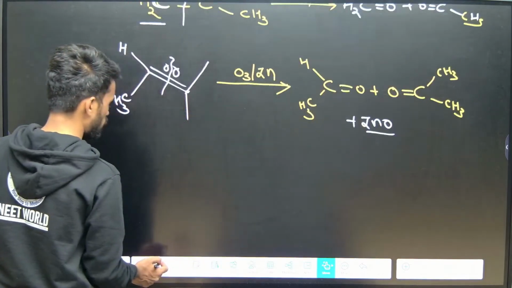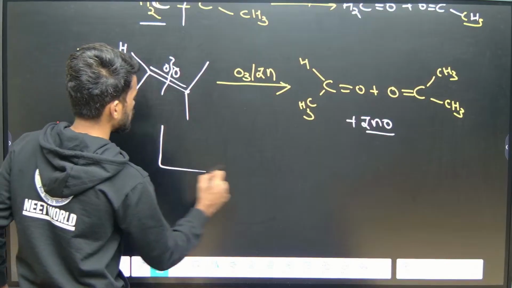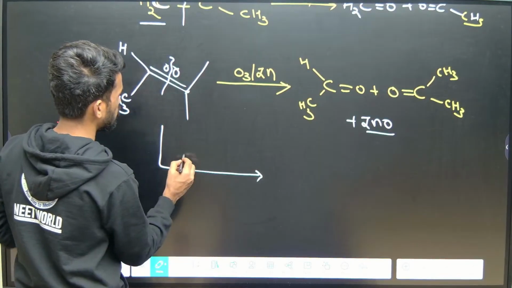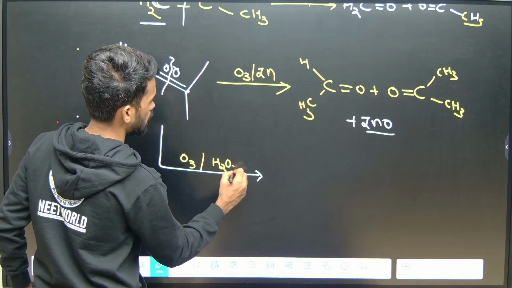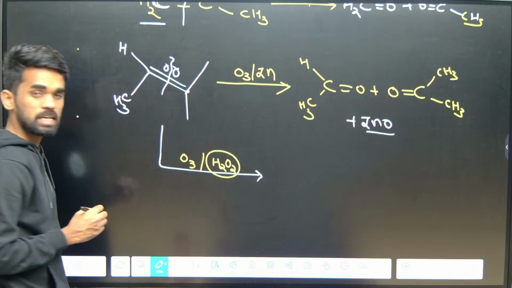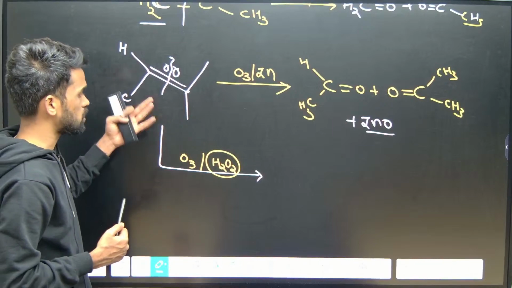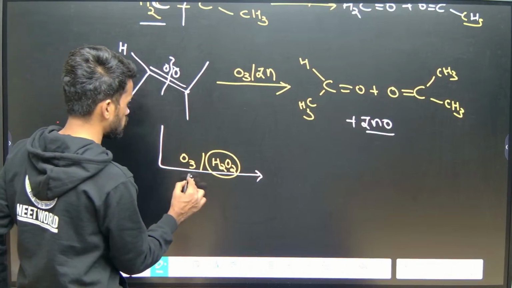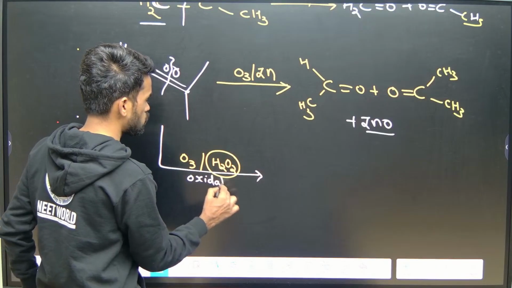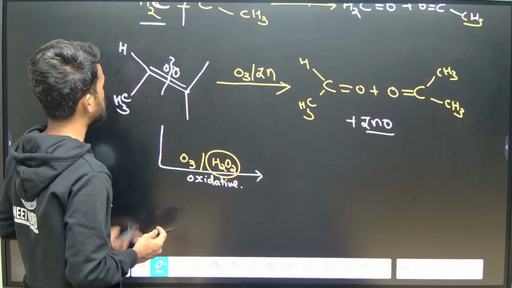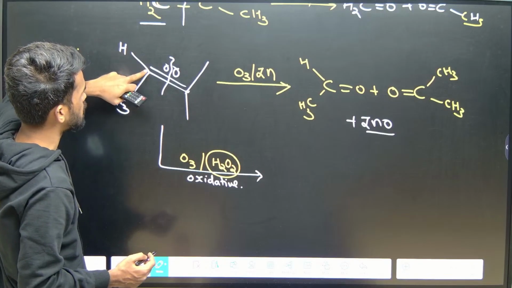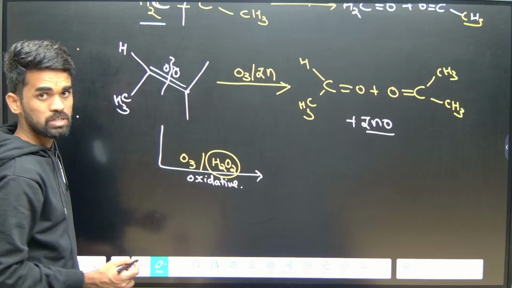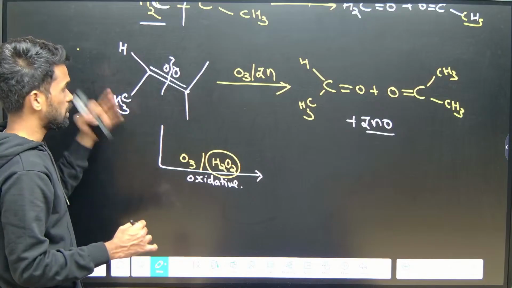So now I will show you one example of oxidative ozonolysis. The same substrate I am treating with ozone, and along with this I have H2O2, hydrogen peroxide, which is an oxidizing agent. That will speed up the reaction, this oxidative ozonolysis reaction. What happens is, wherever we have a hydrogen atom attached to this double bonded carbon, that will also be converted into an OH group. It means it will be oxidized.